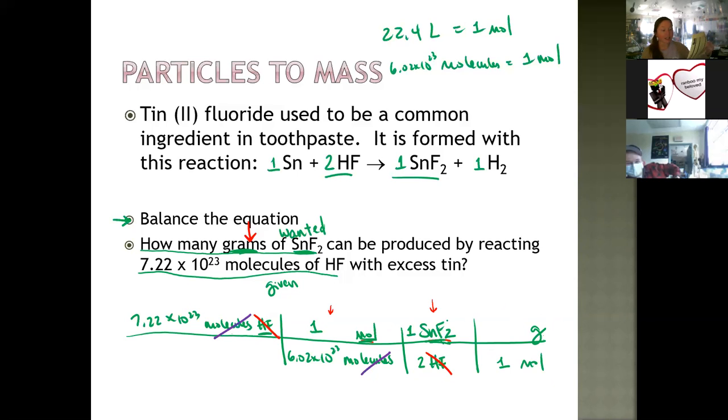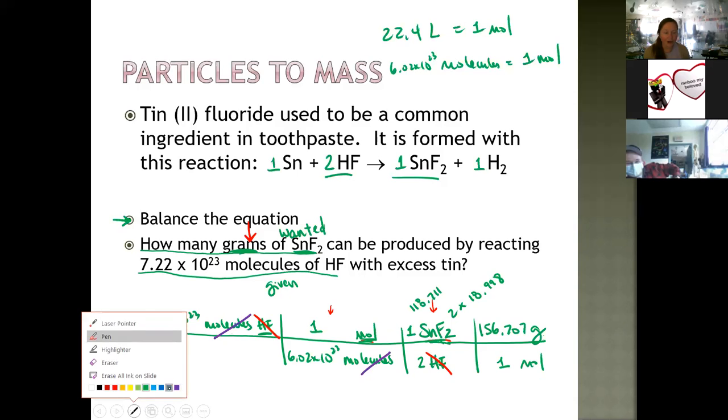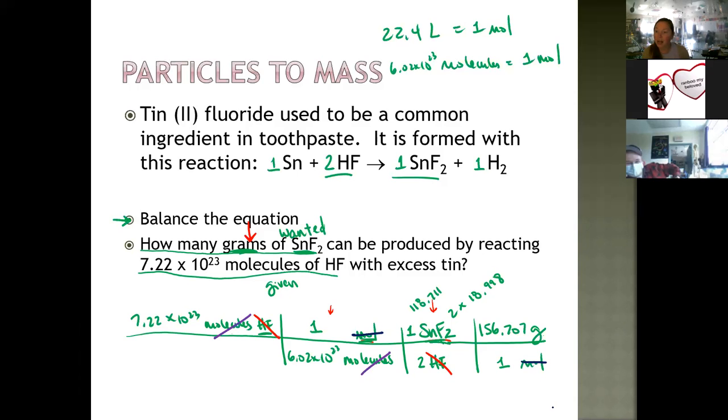Tin is 118.711. Fluorine is going to be 18.998. I've got 2 of them. Add those together: 118.711 plus 2 times 18.998 gives us 156.707. So now, moles on top and moles on bottom cancel out. What are we left with? Grams of tin(II) fluoride, which is exactly what our wanted is.